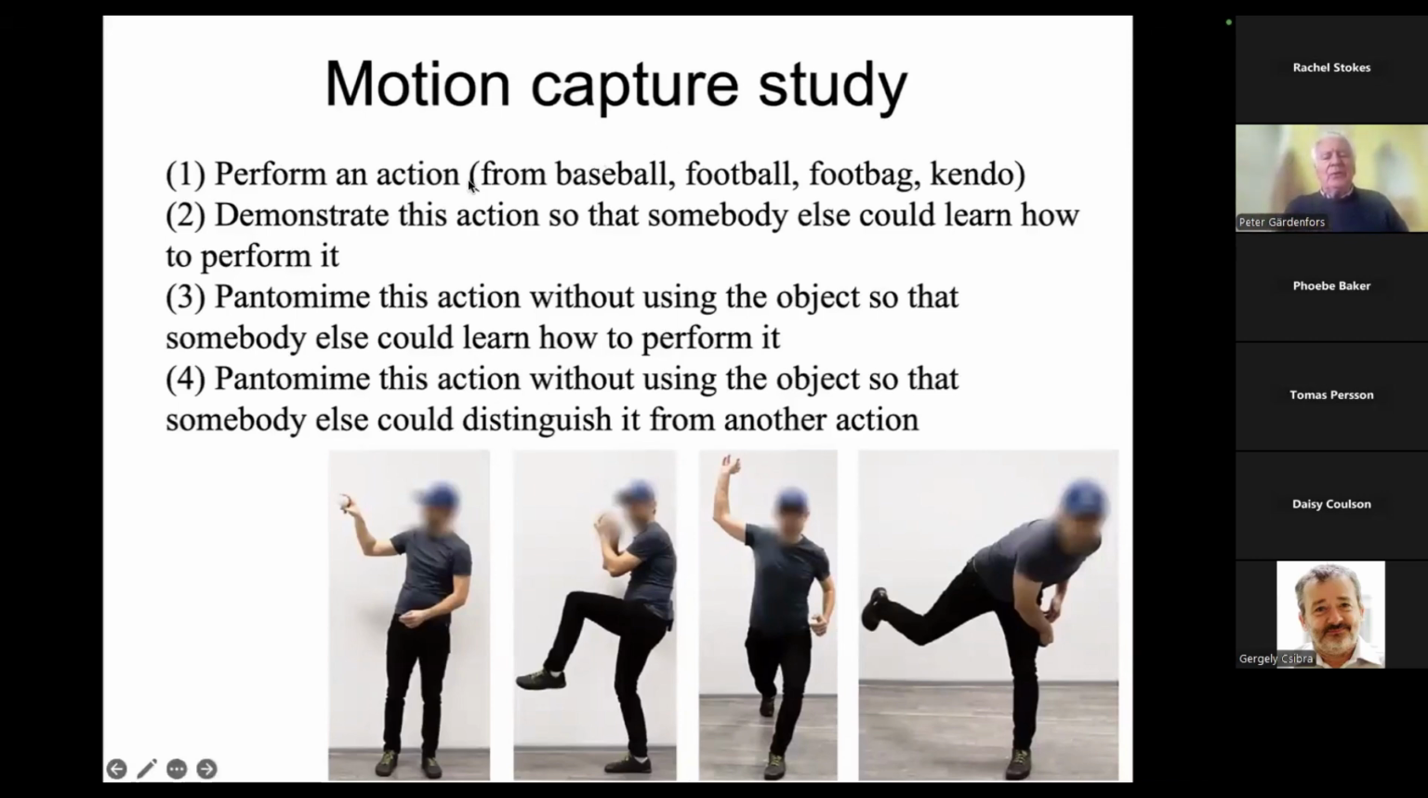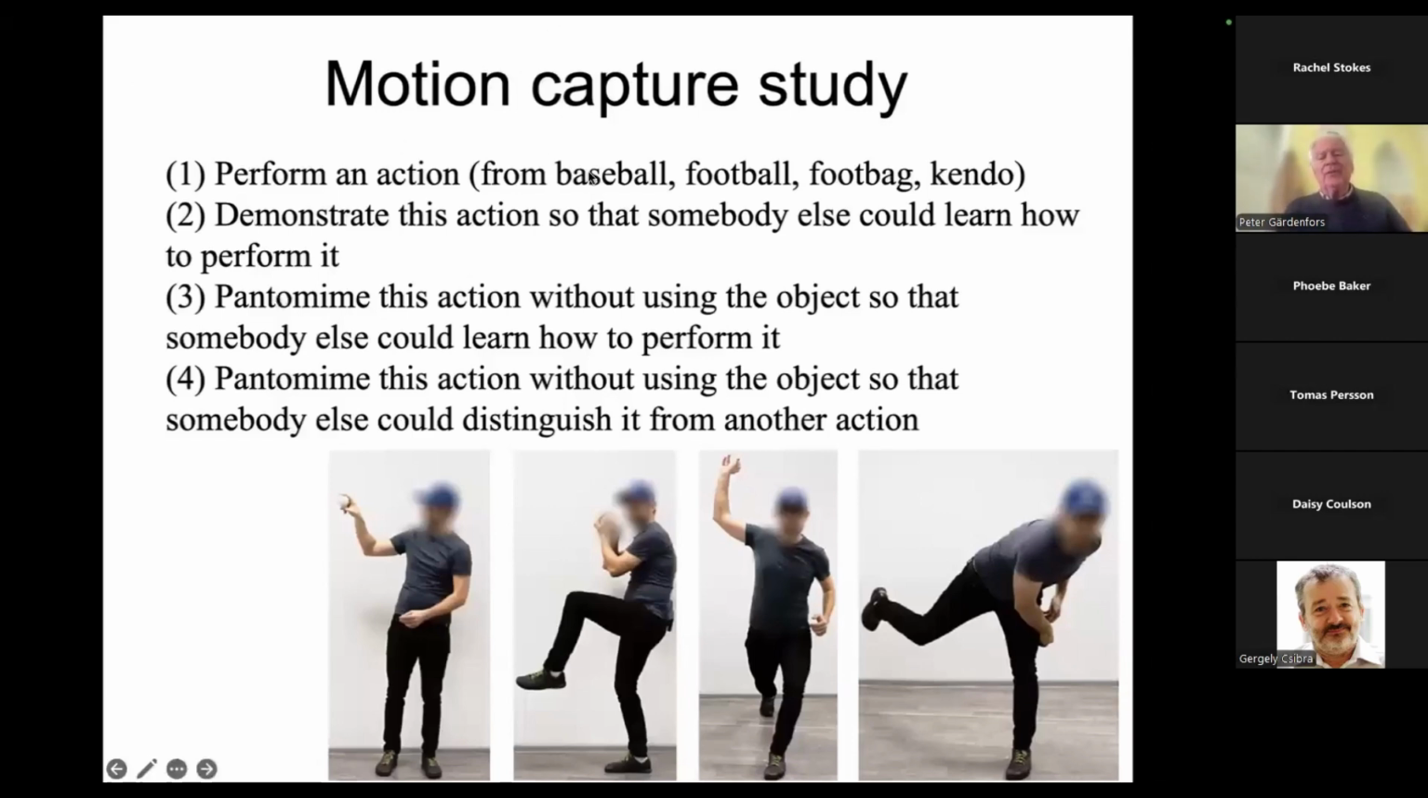The first condition was to learn to perform it. You were given instructions and you were watching movies, and you trained this action. You trained so you can perform it. And then you got into the condition where you were supposed to demonstrate the action to somebody else, so somebody else could learn it. So this is praxis. This is demonstration.